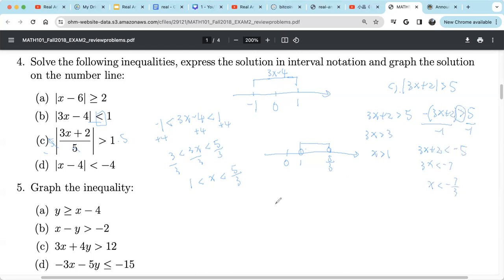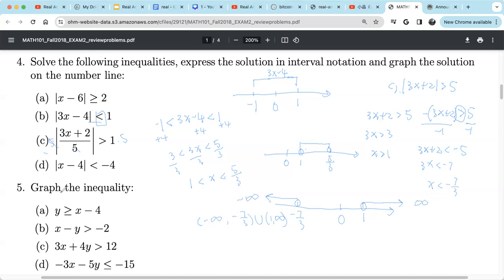All right, so for the solution for C, let's draw here. We have two numbers. Let's put a 0 here, a 1 here, and negative 7 over 3 here. The first set of solution is x greater than 1. The second set of solution is x less than negative 7 over 3. Writing in interval notation: from negative infinity up to negative 7 over 3, close parenthesis because it's an open circle, union 1 up to positive infinity. That's the interval notation.